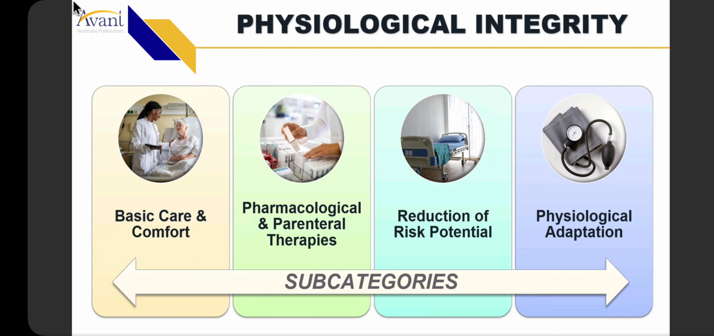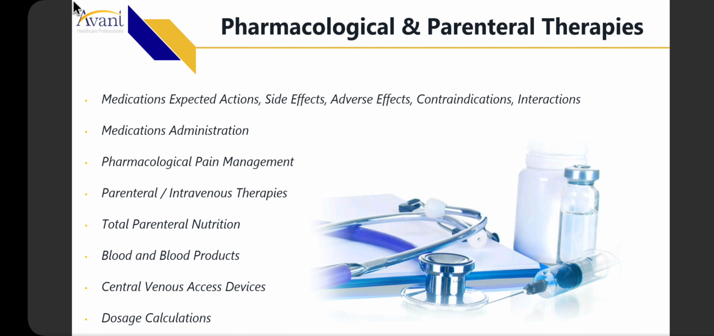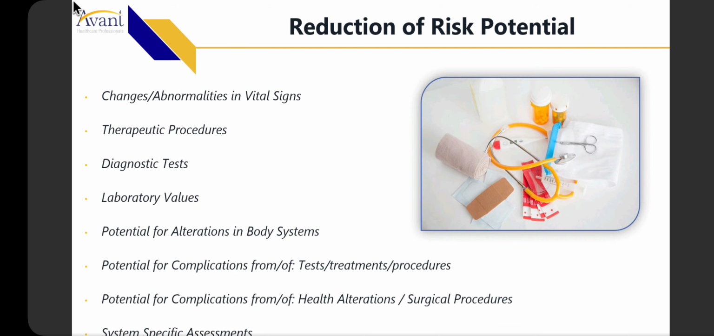Like I said, today there are four subcategories with this particular client need, but we're going to be focusing first on pharmacological parenteral therapies, which include medication administration, side effects, parenteral therapies, blood products, central venous dosage calculations. Also, reduction of risk potential is another subcategory, and you could see that this involves things like abnormality of vitals, therapeutic procedure, diagnostic tests, labs, and so forth that you could read on the screen.